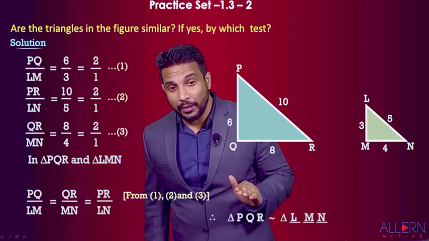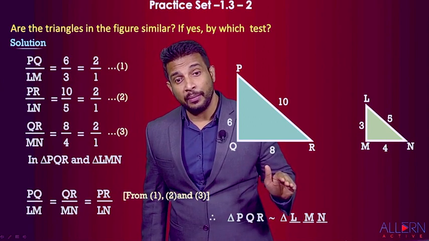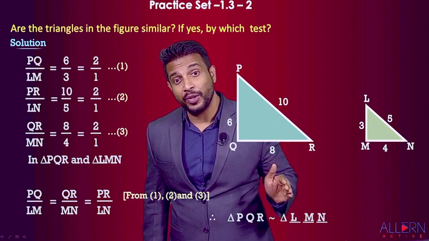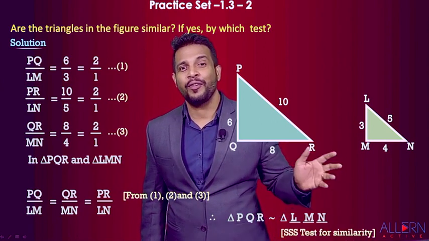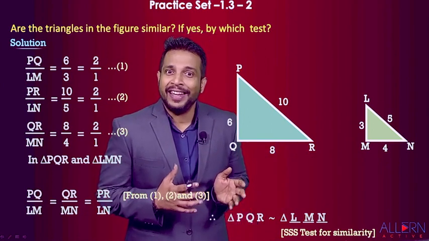And now we know that triangle PQR is similar to triangle LMN, and both triangles are similar to each other by the SSS test of similarity. That's the other way of writing it. Easy.